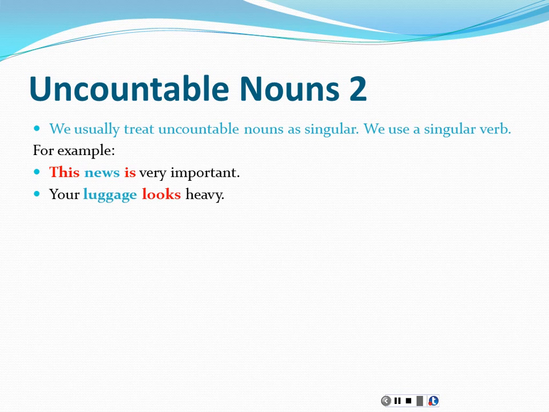Another example, your luggage, I'm talking to you, your luggage looks heavy. يعني أمتعتك تبدو ثقيلة أو يبدو وزنها ثقيل. فهنا your luggage, again we have uncountable noun, so we use a singular verb. Here we will talk about this later. When we have a singular verb, we add s, which is in present simple.